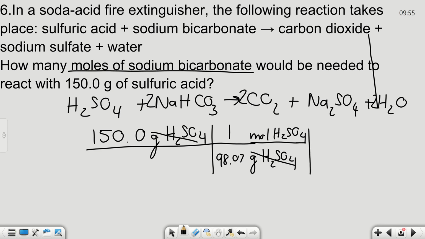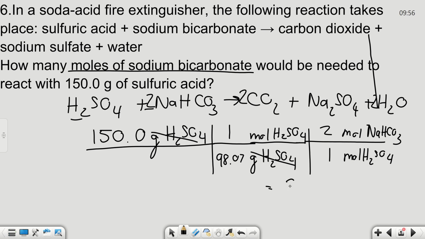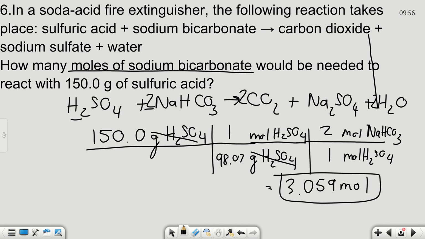Now that I'm in moles, I can change to whatever I want. And I want to go from moles of H2SO4 to moles of, what do I want? Sodium bicarbonate, NaHCO3. So this is going to be 2 from the coefficient to 1 from the coefficient, and that equals, in the end, after you calculate it out, 3.059 moles. And there you get your answer there.